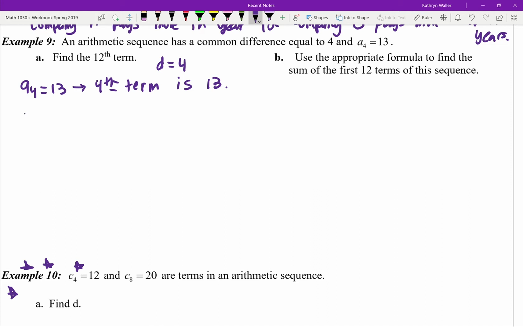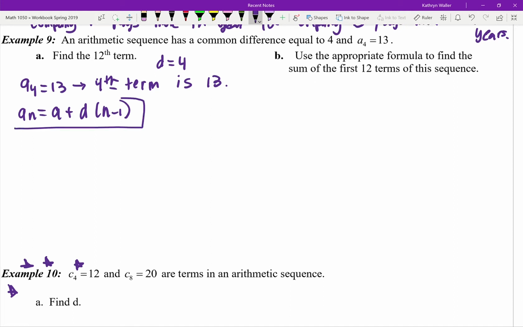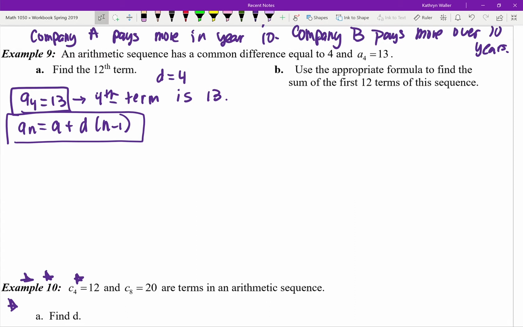Okay, everybody write a sub n equals a plus d times n minus 1. So watch what I'm going to do. I'm going to go slowly. I'm going to take this formula right here, and I'm going to plug that information into it. If n is 4, then my a sub n is 13. So 13 is equal to the first term, which I don't know, plus the common difference, which is 4, times n minus 1, and n is 4, so 4 minus 1 is 3.